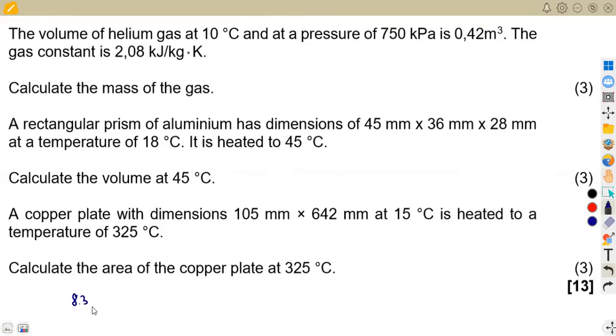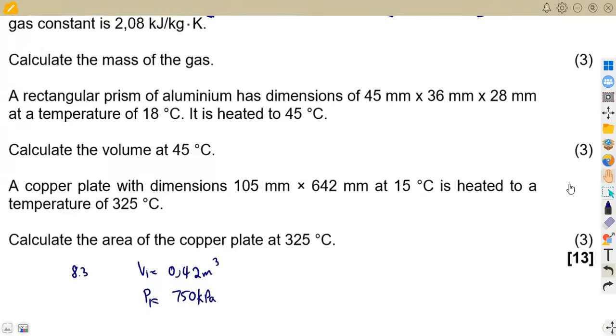We are still on the application of gases again, just like the previous part. So here we are given that the volume of helium gas is at 10 degrees Celsius. The pressure in this case is 750 kilopascals, and the volume is the one that you're given, corresponding to 0.42 cubic meters. So this is our initial pressure of 750 kilopascals. The initial temperature is 10 degrees Celsius.